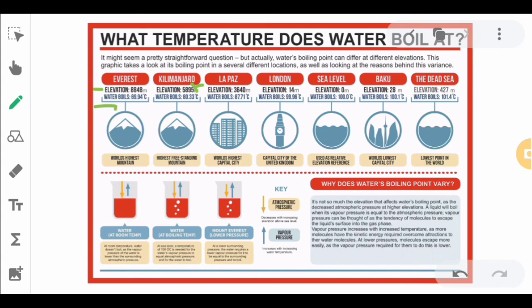And then what else? So that is all for the basic concepts of pressure in solid, liquid, and gas.